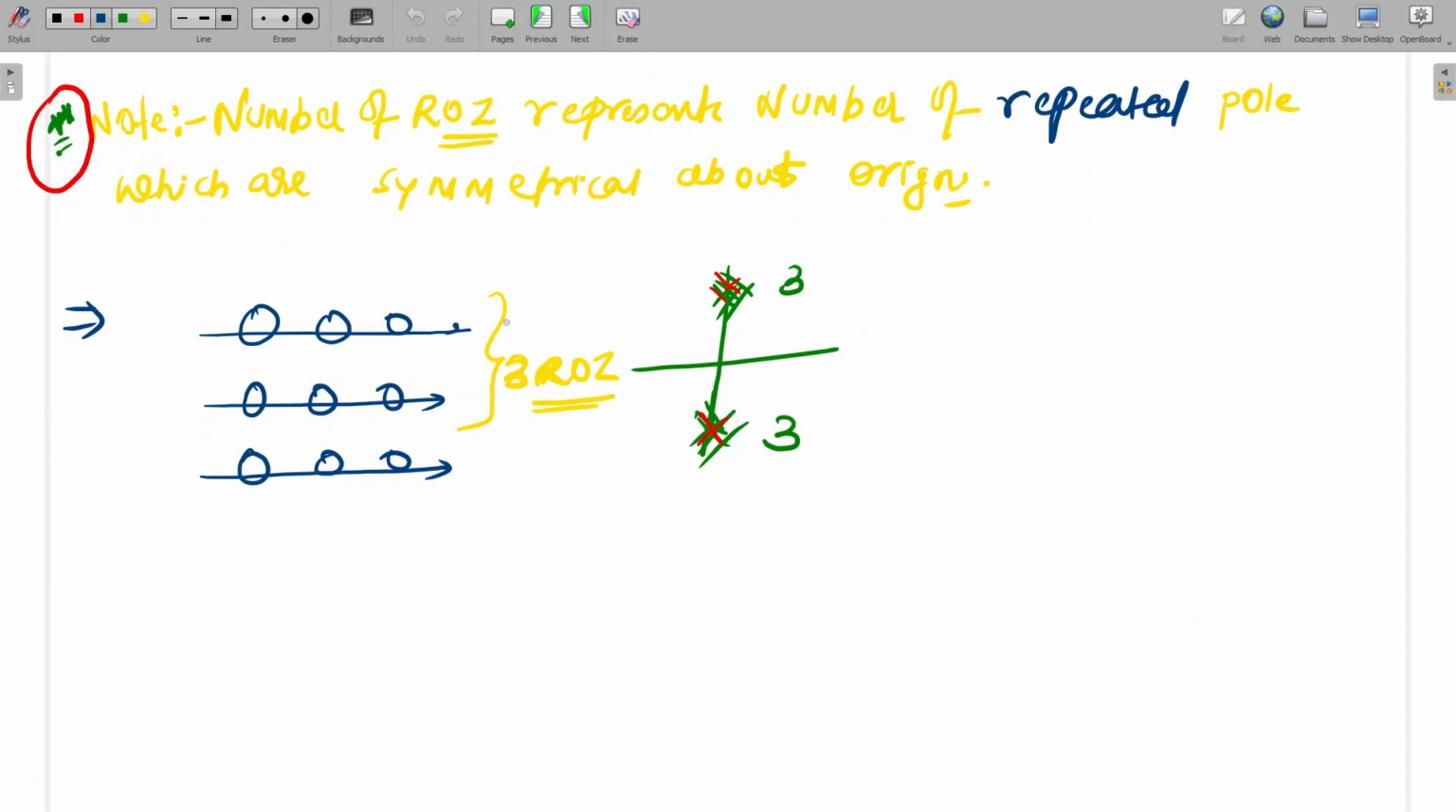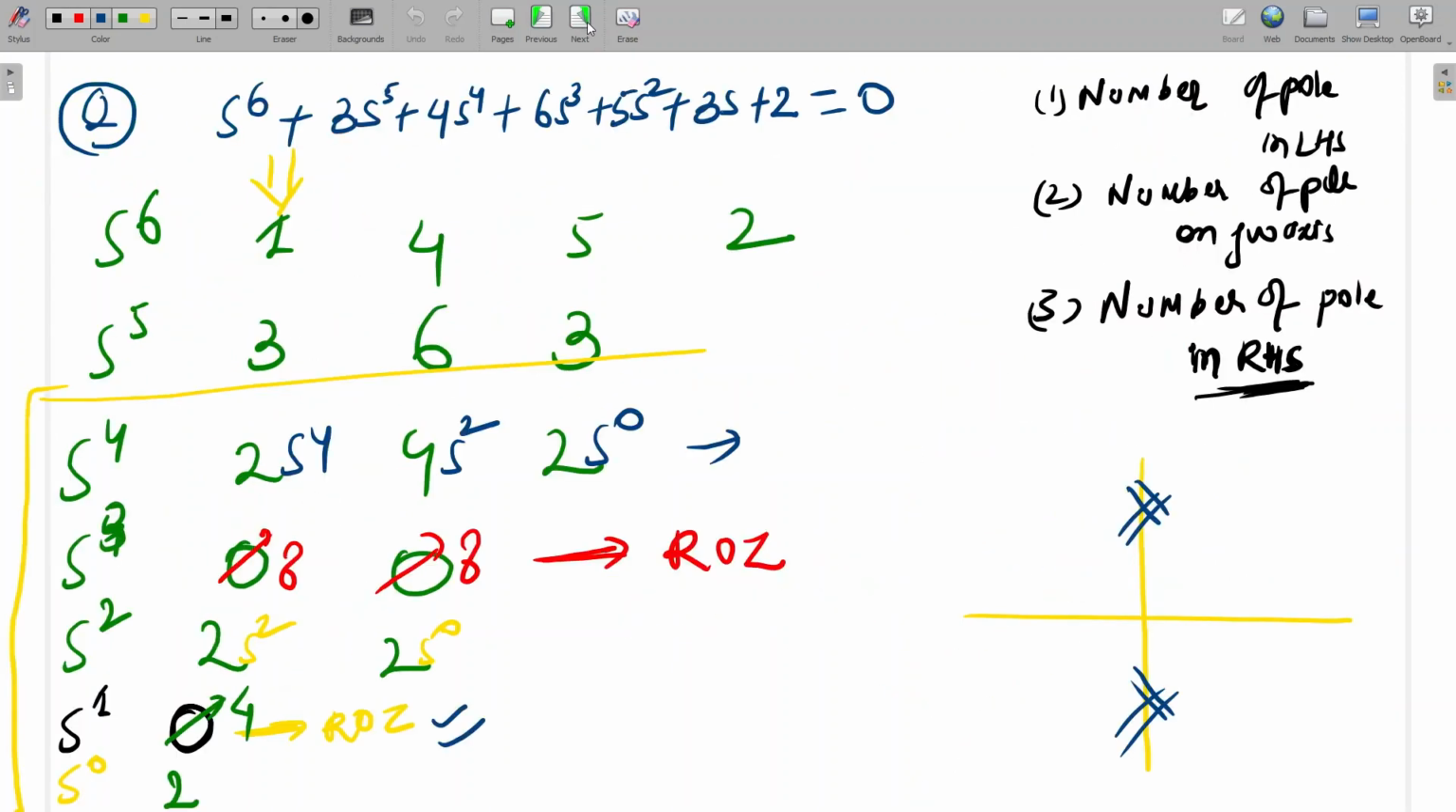So if we are getting 3 rows of 0, 3 poles will be there, one above another. Here we got how many rows of 0? Two rows. 2 rows of 0 we got, so 2 poles are there which will be here. So 4 already we got. How many poles are remaining? 2. So 2 will be there in the left hand side.